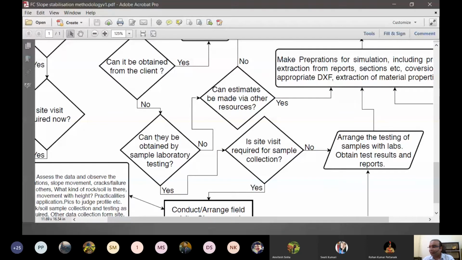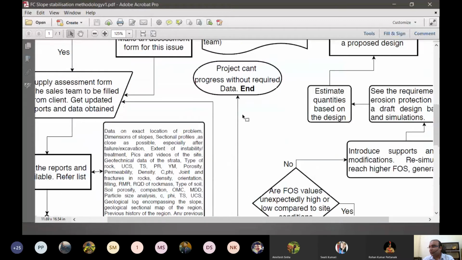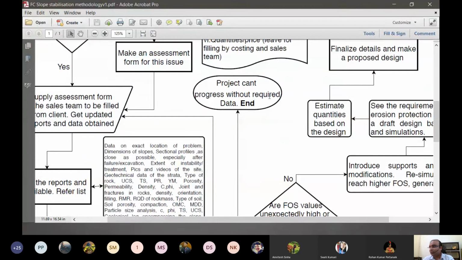Okay, and if they cannot be obtained from the sample laboratory testing, this is the condition: can estimates be made via other resources? Other resources can be, maybe we can go for the internet resources or previous projects or something like that. If yes, then we go to the main process of working. If no, then you see where it is going. The project can't progress without the required data and we reject the project.